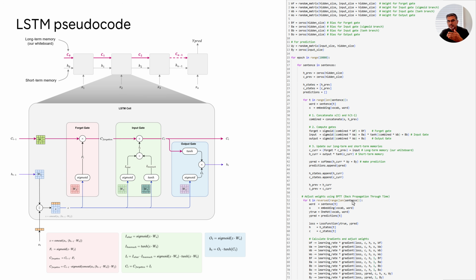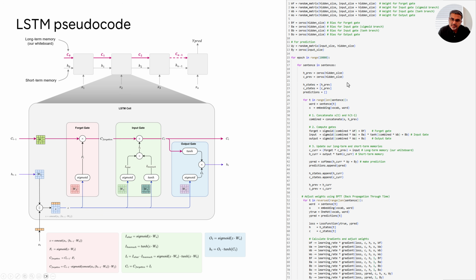Again, because of this additive function here, you see that even for longer sequences, the gradients for the long-term memory do not go down to zero. So you do not have the vanishing gradient problem that is inherent in a classical recurrent neural network. So this is our implementation of an LSTM.